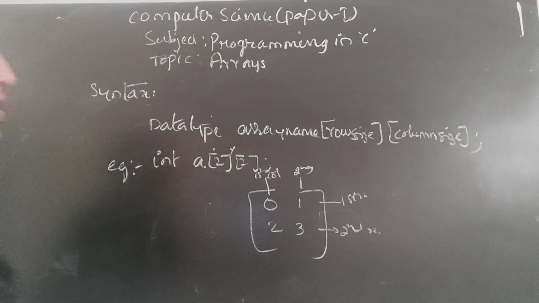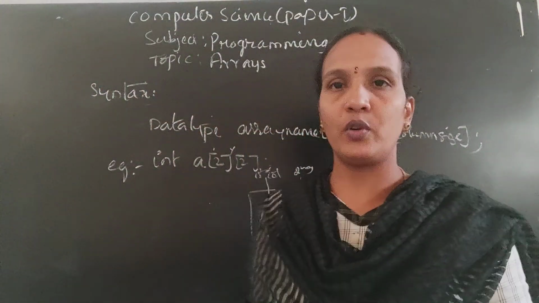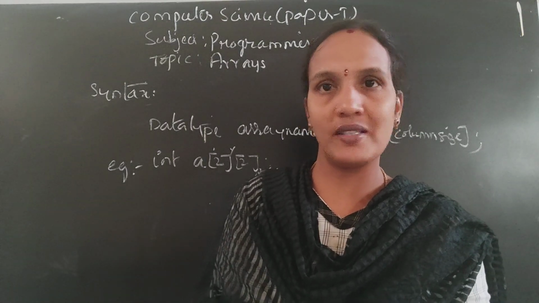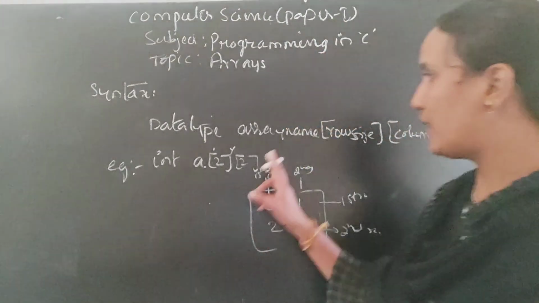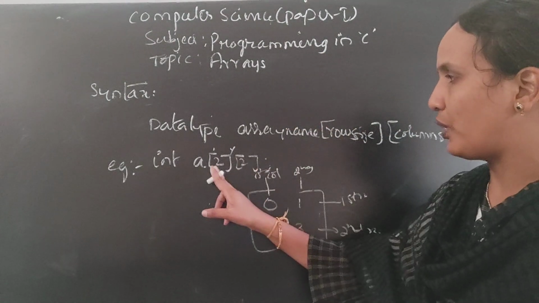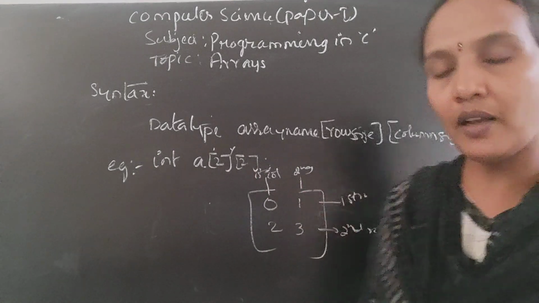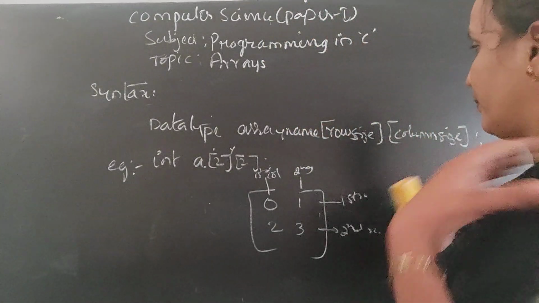Now, using a 2 dimensional array, we are giving the row size and the column size, and this is the syntax. This is the example: 2 rows, 2 columns. Now we'll come to initialization.